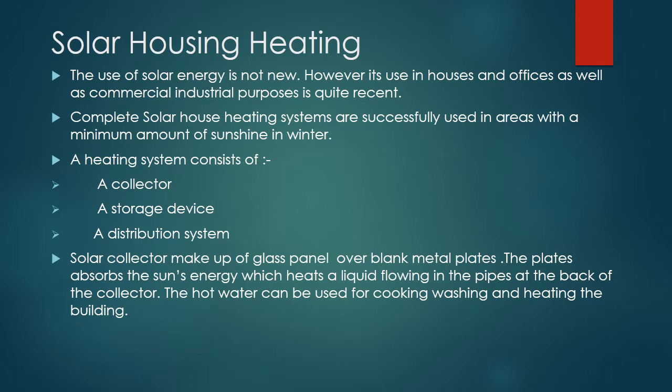A solar collector is made up of a glass panel over black metal plates, as you have seen in many houses in your neighborhood which have solar panels at the top. And these solar panels, have you noted what their color is? They are basically black in color because black color absorbs sunlight. The plates absorb the sun's energy, which heats a liquid flowing in the pipes at the back of the collector. The hot water can be used for cooking, washing, and heating the building.